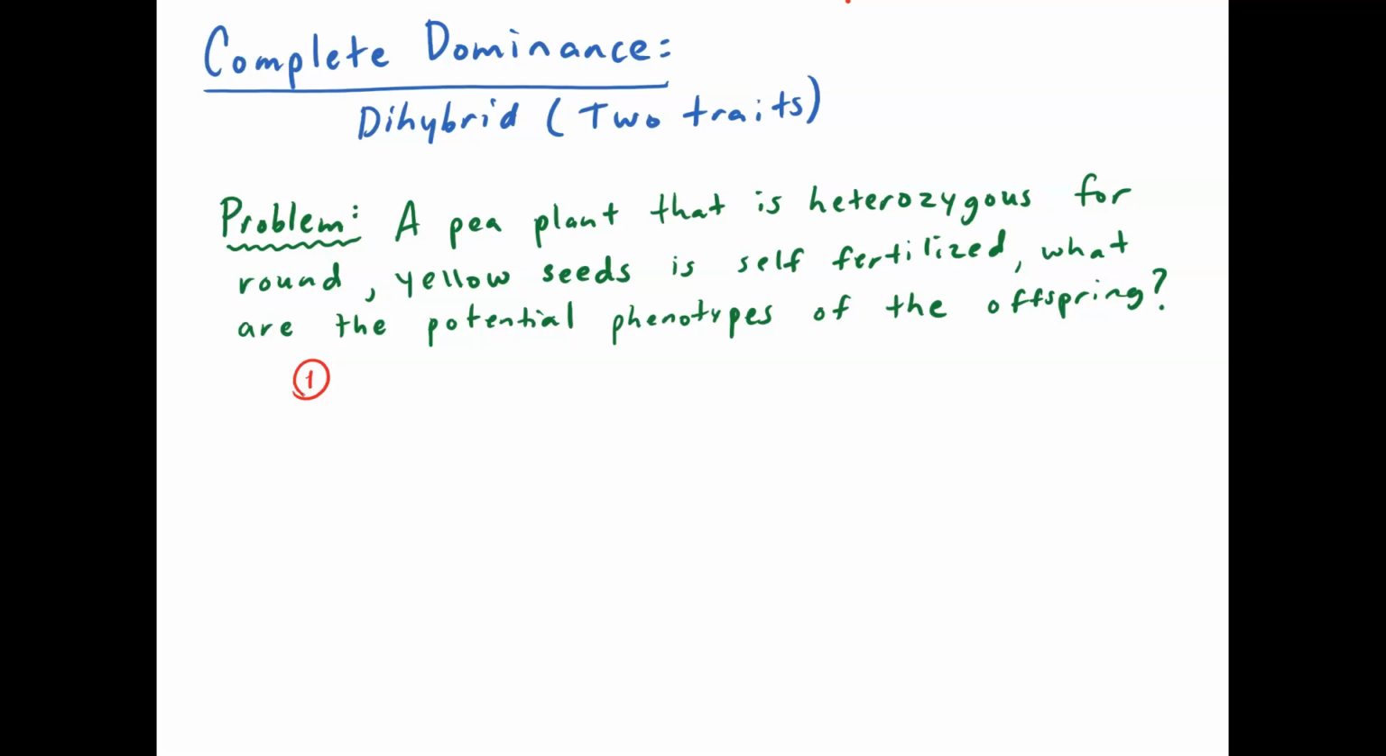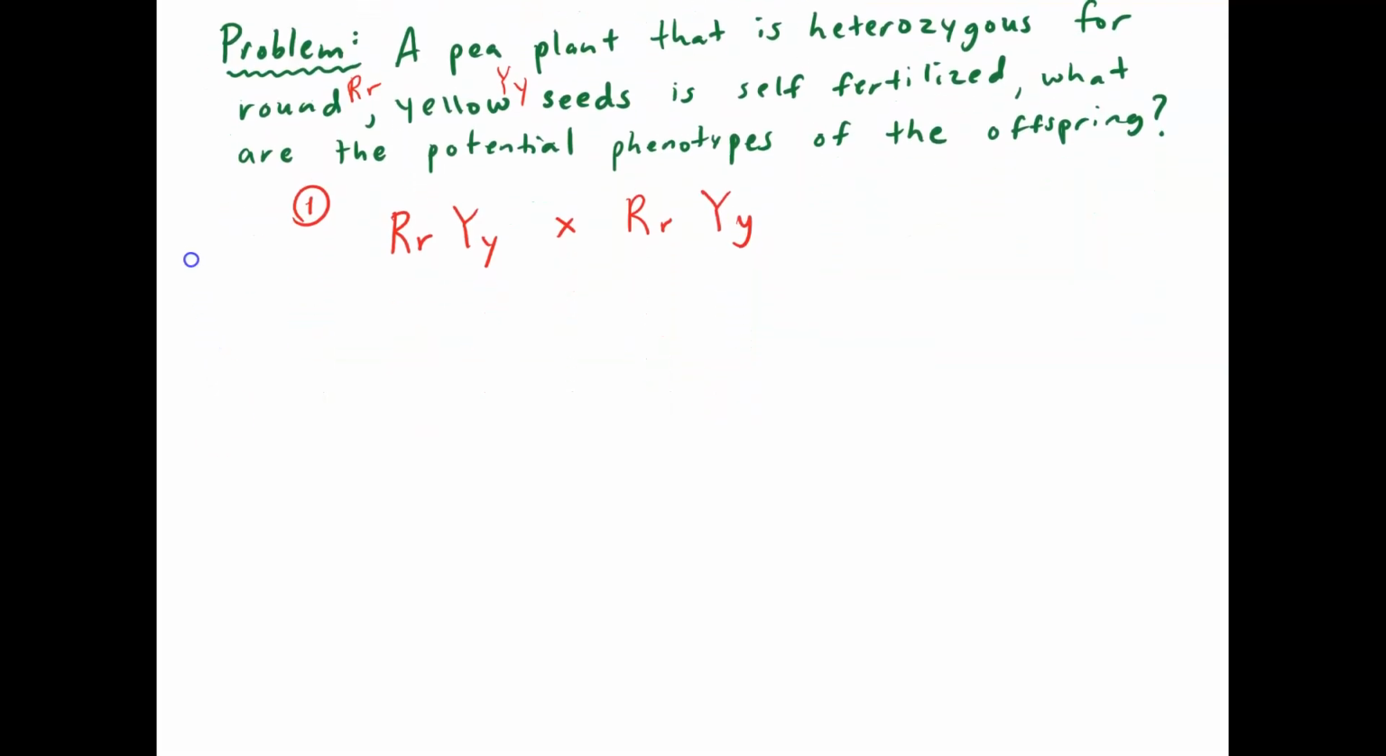So we're going to take the round and yellow seeds. If it's heterozygous for round, then we're thinking it's going to be big R, little r. And if it's heterozygous for yellow, we're thinking it's going to be big Y, little y. So that's step 1, to actually write the cross or write what the parents are. We're going to have the first one, big R, little r, big Y, little y, crossed with big R, little r, big Y, little y. All right, that's our step 1.